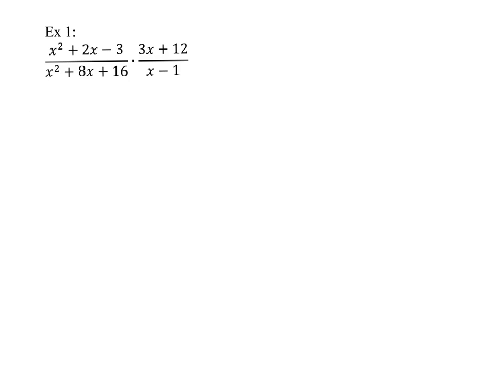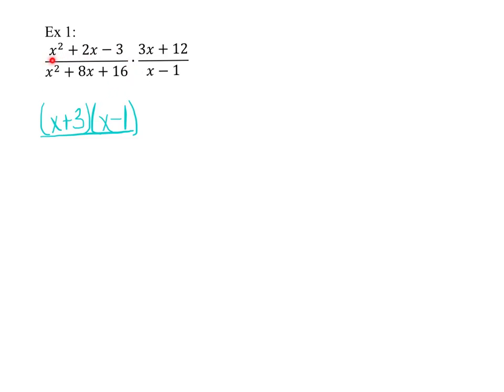Alright, so let's look at our first example. So the first thing we want to do is we want to factor everything. So in this case, I'm going to start off with the numerator. So I'm saying what two numbers multiply to -3 and add to +2. So those two numbers are going to be +3 and a -1. So the numerator is going to be factored as x plus 3, x minus 1.